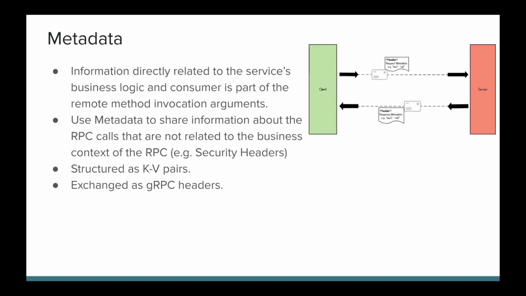The way that you send gRPC metadata is that you can initiate metadata from both the client and the service side. Usually we create metadata in the form of gRPC headers, and it has a simple key value pair structure. So you send all these gRPC headers as key value pairs. Usually most of the security headers in the gRPC context are implemented using metadata.